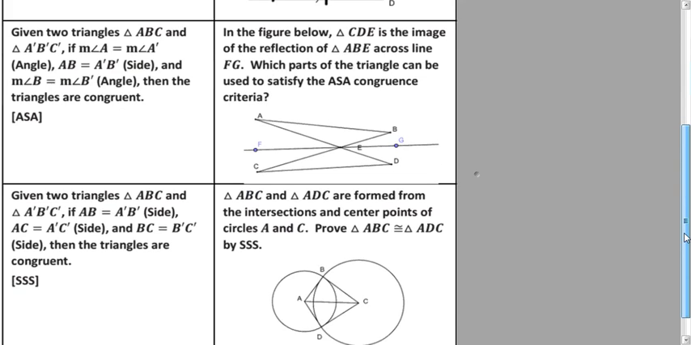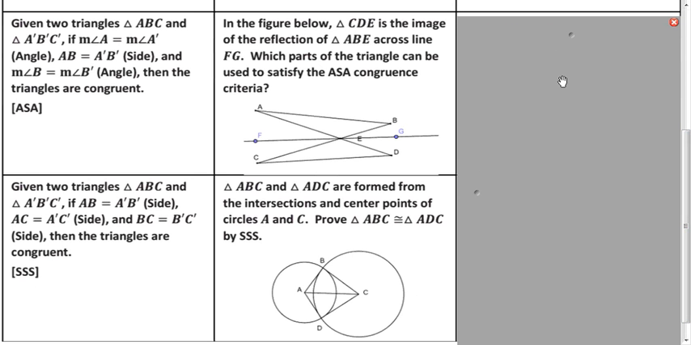Okay, next we have angle, side, angle, and side, side, side. So in this first picture, they tell us that we have a reflection. We want to know how can we use the fact that we have a reflection to satisfy angle, side, angle. Once again, give that a try, and then we'll look at it together.